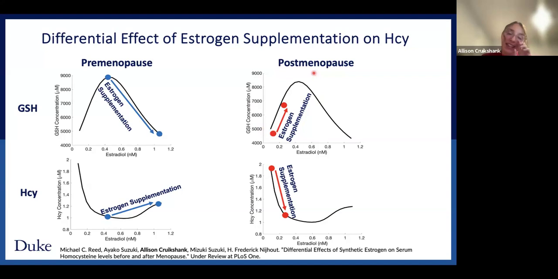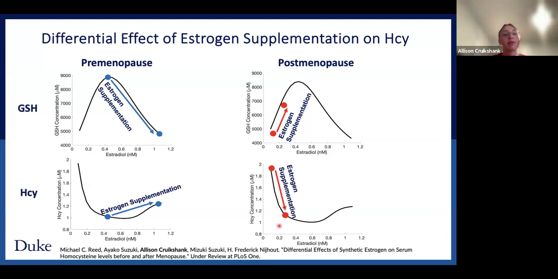So in postmenopausal women, they don't have the menstrual cycle, so the average estradiol concentration is the same as that of males, 0.09 nanomolar. So before estradiol supplementation, their glutathione level is the same as that of the males in our model, and in the clinic as well. But upon estradiol supplementation, glutathione increases because it's on this side of the glutathione curve. So this increase in glutathione causes a decrease in homocysteine. This explains why homocysteine levels decrease in postmenopausal women.